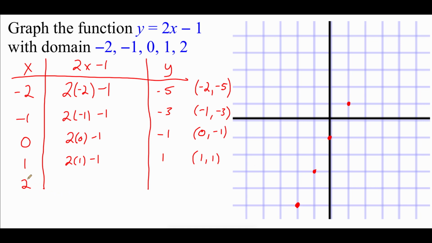And then our last x value that we were asked to plug in was 2. So we're going to take 2 times 2 minus 1. 2 times 2 is 4, minus 1 is 3. So that's the ordered pair 2, 3. So from the origin, I need to go to the right 2 spaces and then up 3 spaces. So these 5 points represent the graph of this function using those specified domain values.